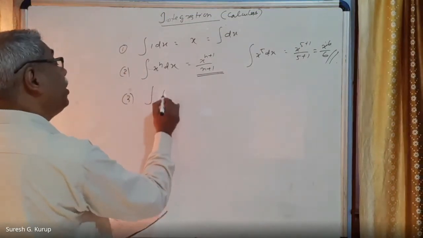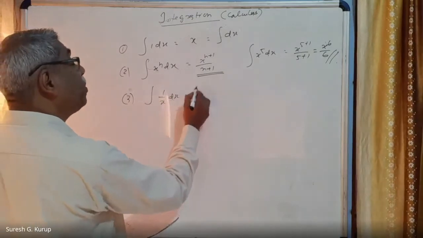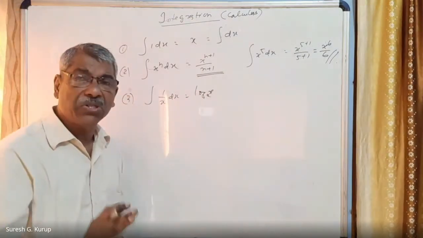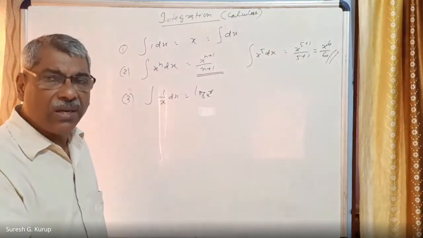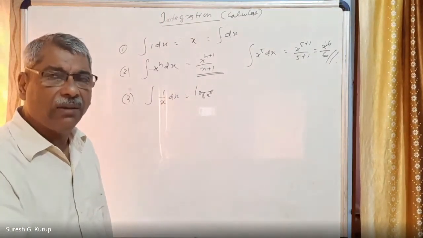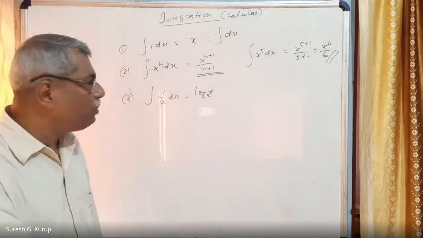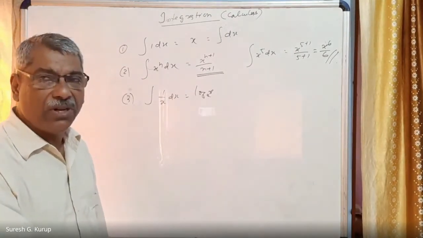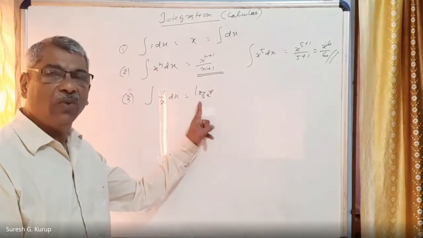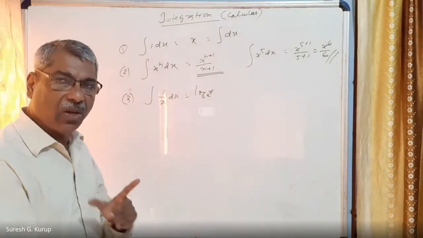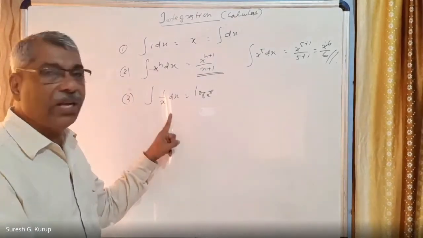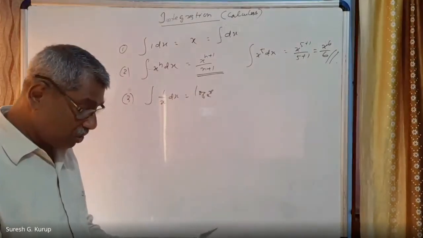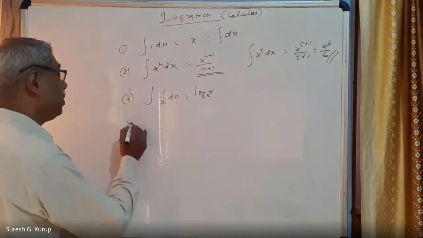Integral 1 by x dx is equal to log x to the base e, because the differential coefficient of log x is equal to 1 by x, as I gave yesterday. Differentiate log x and you will get 1 by x. Therefore, the integration of 1 by x must be just the opposite of that.